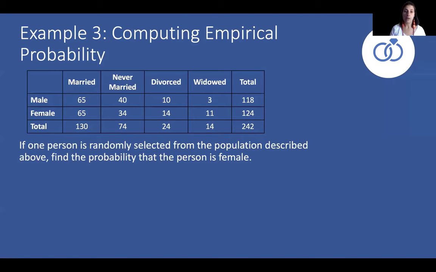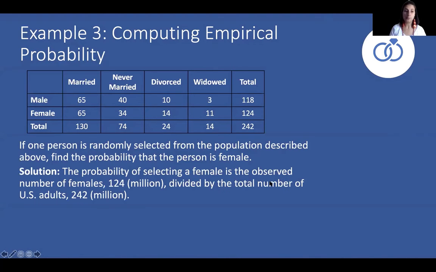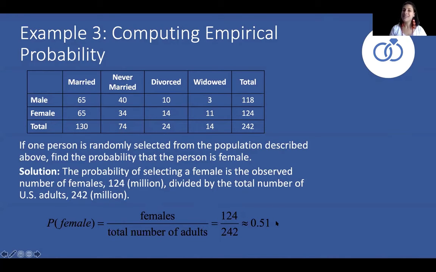The probability of that is going to be the number of ways you can select a female. So we look at this total column here, 124, out of the total number of people that were questioned, 242. These are, by the way, in millions. The probability of selecting a female is the observed number of females divided by the total number of adults. When we divide those, 124 over 242, we get 0.51. Notice that that's not exactly half of the population that was questioned, but it's pretty close. And that means we probably did a good job of selecting a wide range of people to ask.